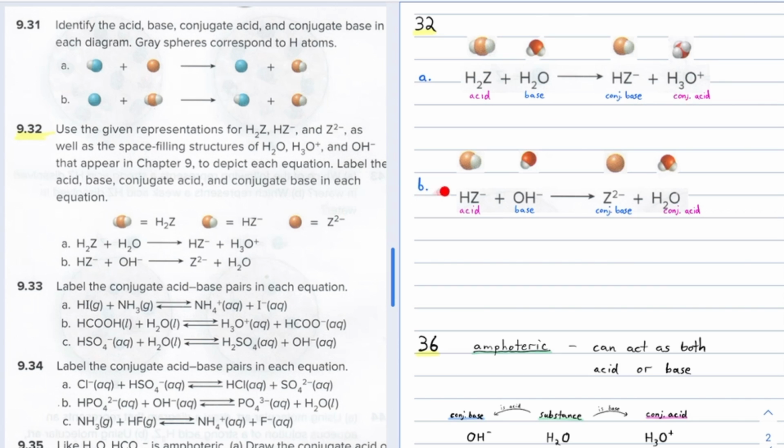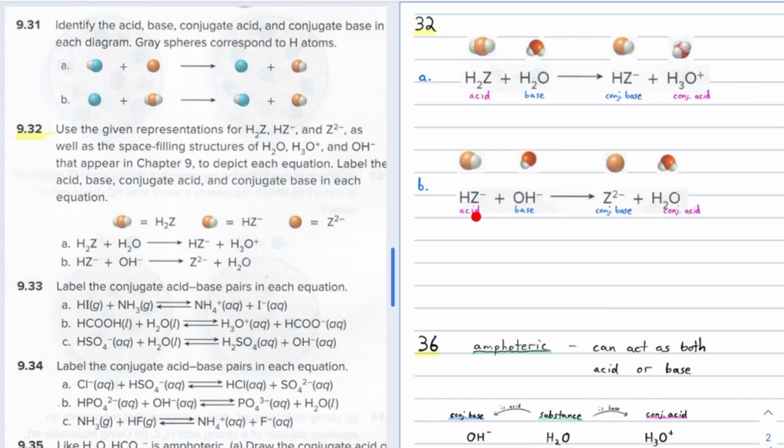Part B is similar. This time you start with HZ minus right here, and hydroxide, and the products are Z minus 2 and water. So you can see that HZ minus is acting as an acid, and hydroxide is acting as the base. The proton right here goes over to the hydroxide. So this is the acid, and that's the base.